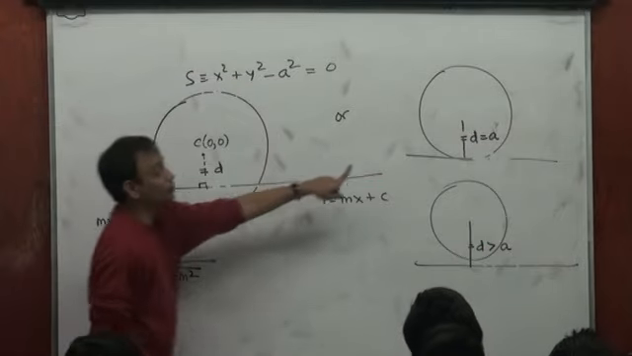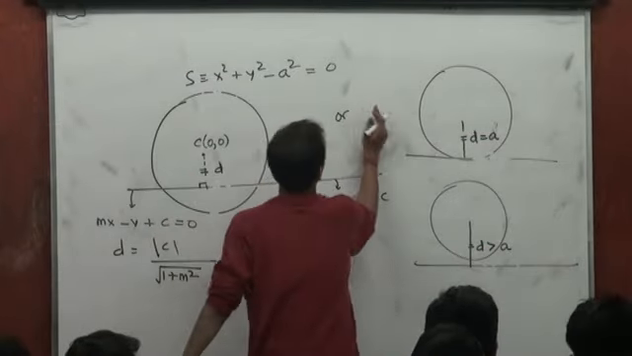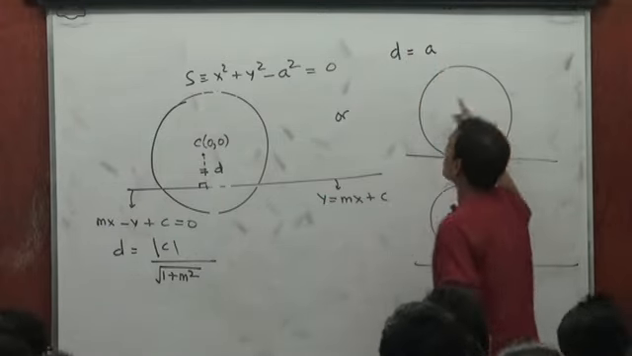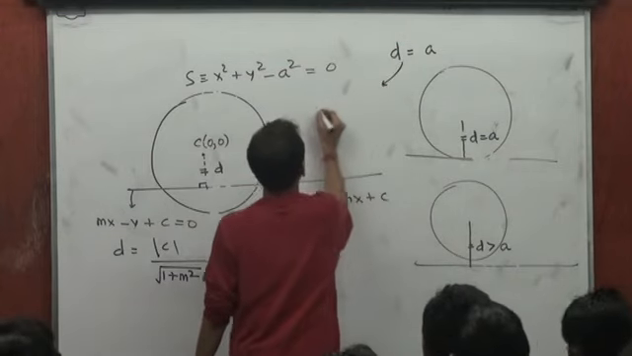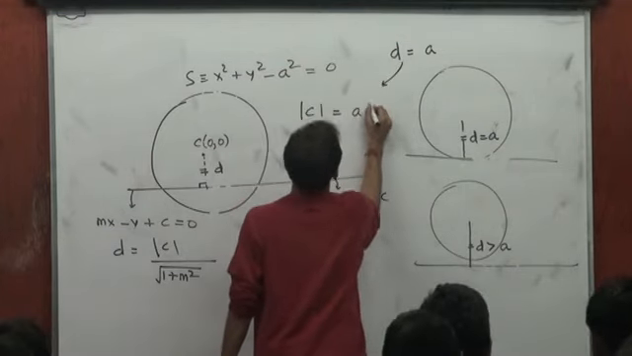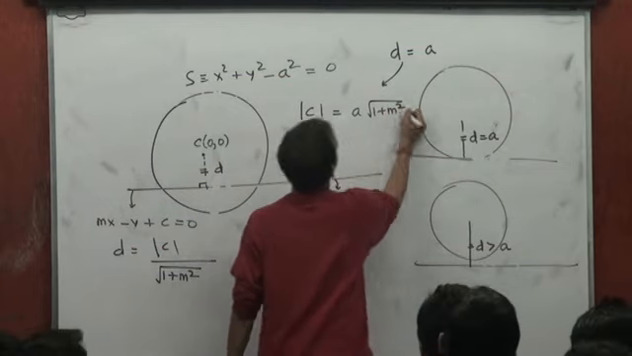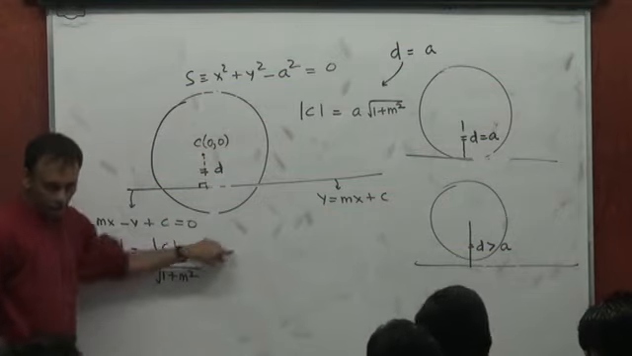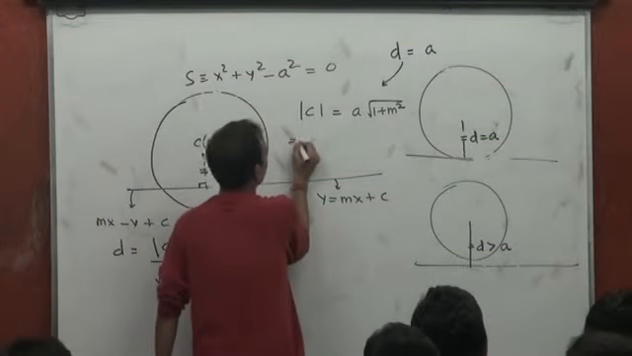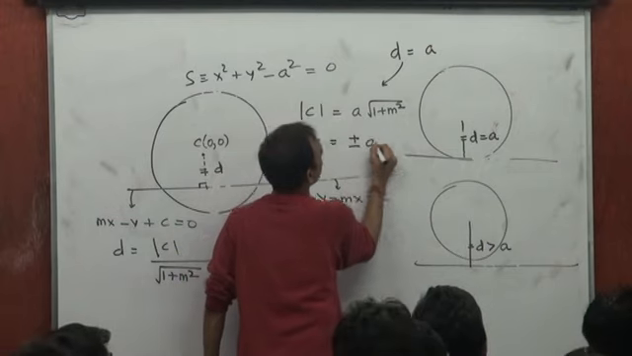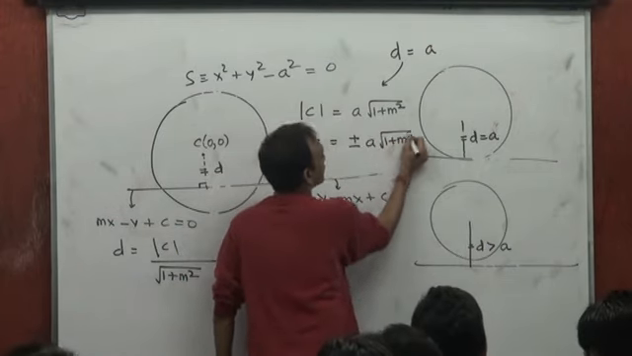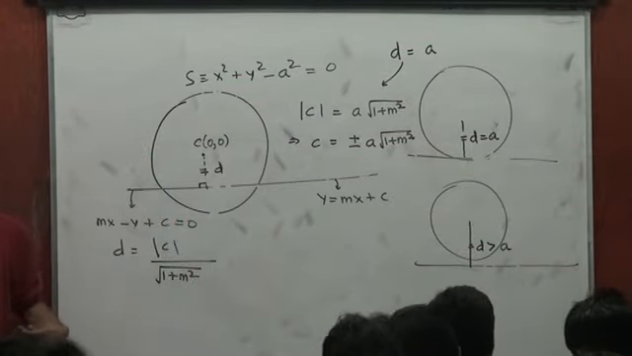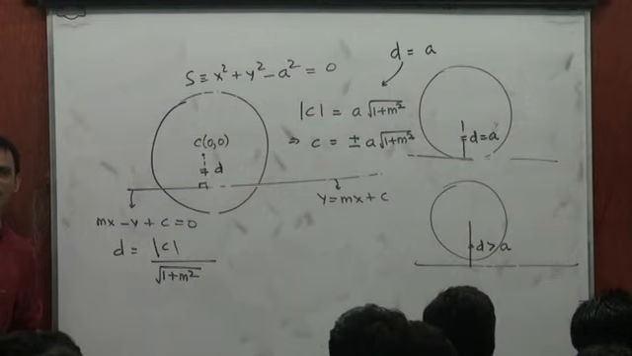So very clearly, for this case, d must be equal to the radius. That means mod c must be a root 1 plus m squared. D equal to a will give me mod c equal to a root 1 plus m squared, or I get c equal to plus minus a root 1 plus m squared. If I remove the modulus, then a plus and a minus sign would emerge, right?